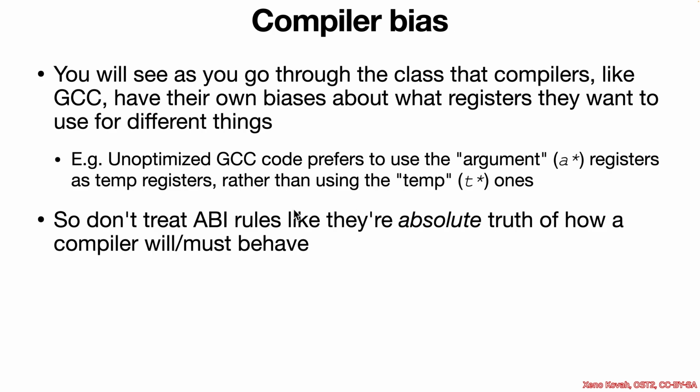So I just want to say, don't treat the ABI rules like they're the absolute truth of how a compiler will or must behave, and that if you don't see things behaving exactly the way the ABI says, that there's something wrong or you're not understanding. It's just that compiler makers will generally abide by the ABI, but in certain cases they will deviate slightly.